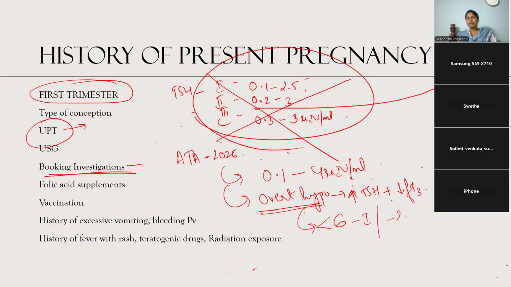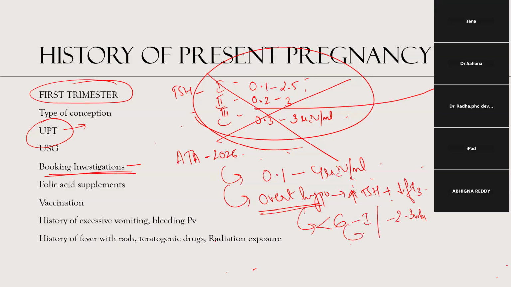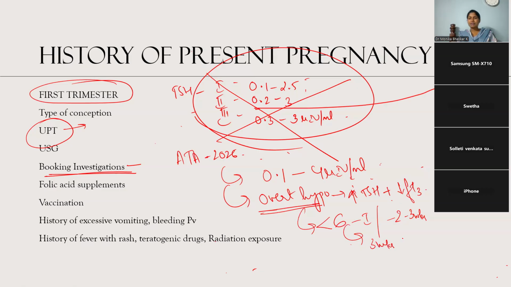wait and watch for at least 2 to 3 weeks. So if it normalizes after 3 weeks, then you need no treatment. But if it is more than 6 after 3 weeks, or in the second or third trimester, you have to start with levothyroxine. So what is the dosage of levothyroxine?